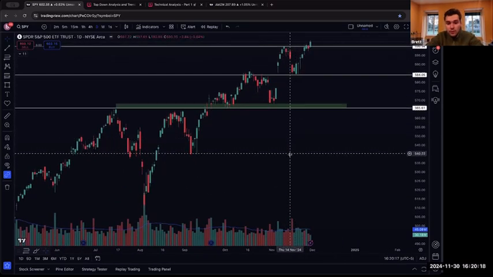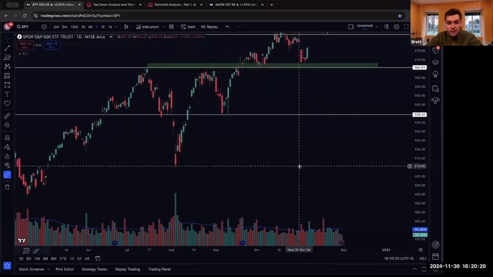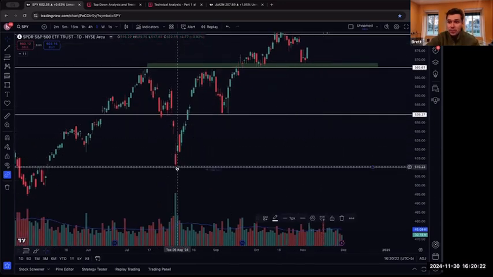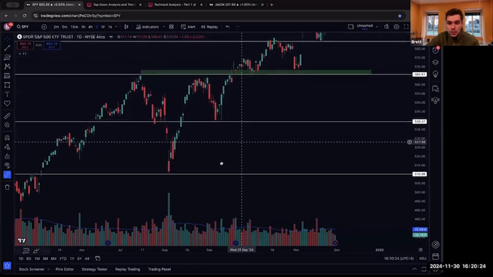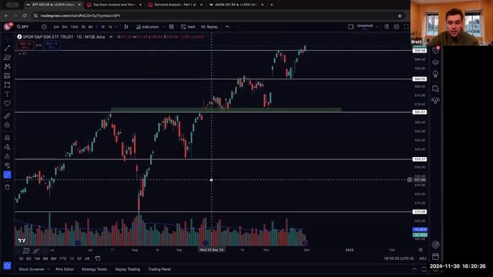And again, I have some more V shapes over here. So V shape charted, V shape charted. Look at that V shape, right? These are big levels. These are all your important levels here on the S&P.